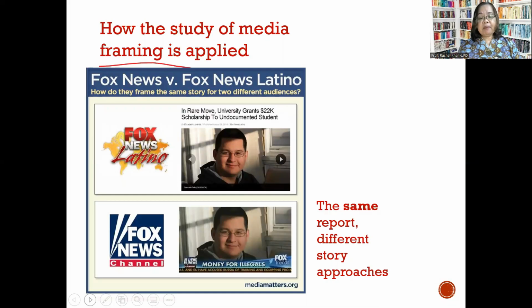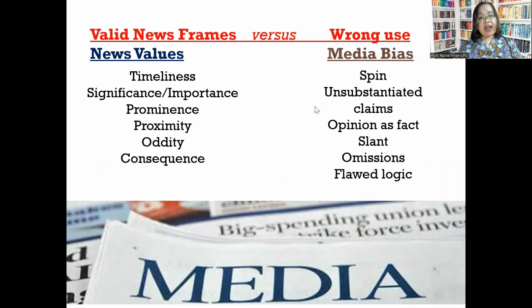In this example, we see the same report having two different story approaches. One which caters to the Latino audience of Fox News, and one that caters to the American audience of Fox News. See the difference? Frames are actually necessary in the news given that there are so many things happening and not enough time or space to relay all this material.